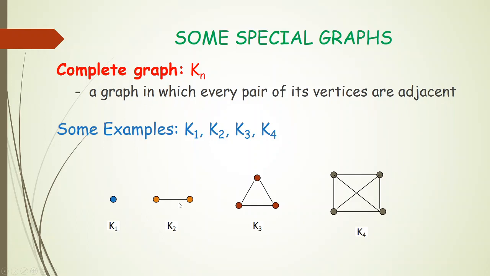Your K2 also is a complete graph because there are only two vertices, and as you can see, they are connected with an edge. This is your K3, your complete graph of order 3. So these two vertices are adjacent, these two vertices are adjacent, these two vertices are also adjacent. So every pair of vertices are adjacent. And this is your complete graph of order 4. So how do you make a complete graph? For example, you are to create a complete graph of order 10. So you just have to draw 10 vertices and then connect every pair of vertices.